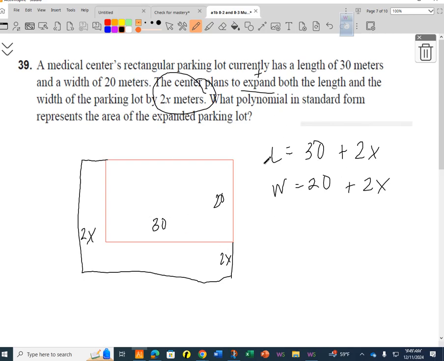Really this is the most important part, right? We need to know an expression that represents the expanded length and width. We talked yesterday about the area of a rectangle being its length times its width. So now you're just going to plug in the length times the width, and then you're going to combine like terms and write it in standard form, just like the other problems that we did yesterday and today. Right, so that is the only kind of weird part. I wanted to help you with that.